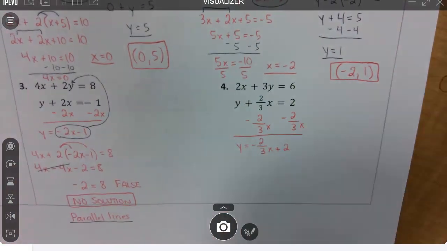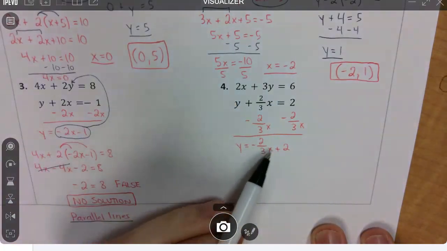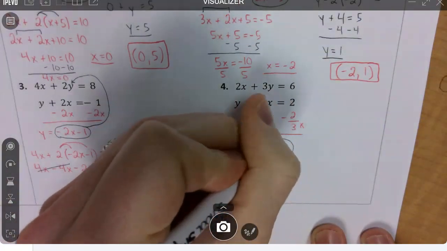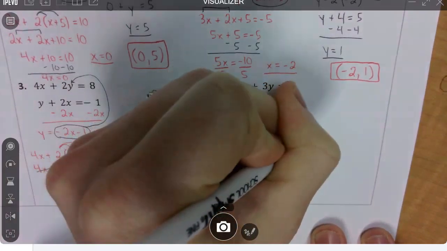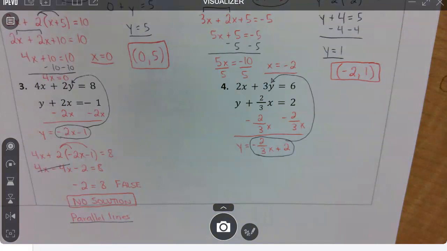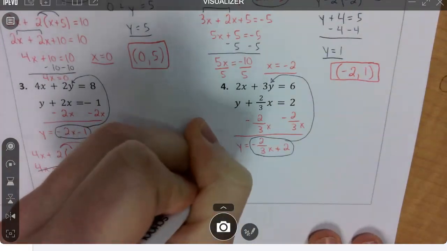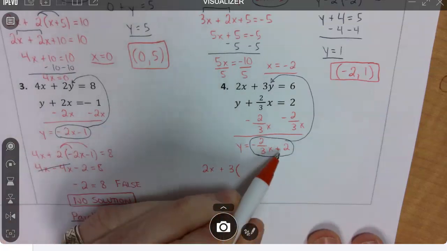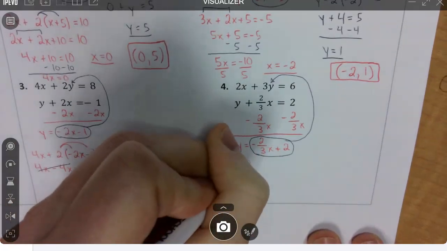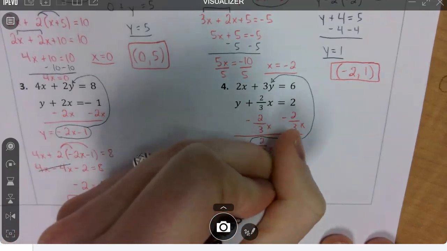Fractions. Well, we'll do what we can. So y is equal to all of this. So this is what is going to be substituted in for y right here. So let's see what happens. I'm working with the first equation, 2x plus 3 times everything I'm plugging in for y. So that's negative 2/3 x plus 2 equals 6.